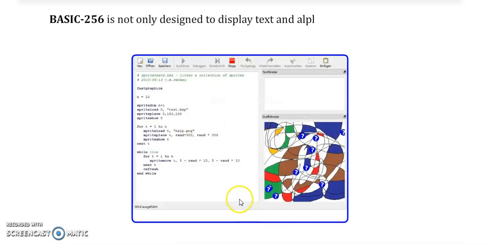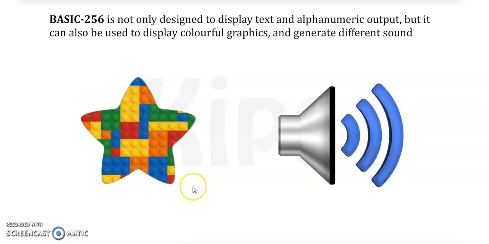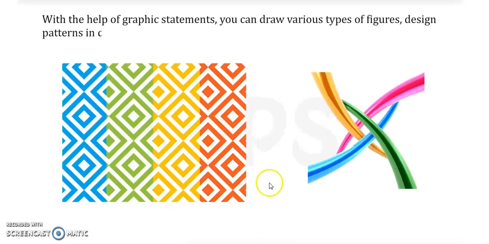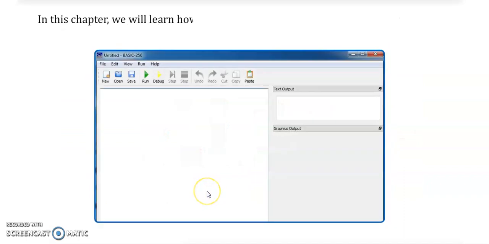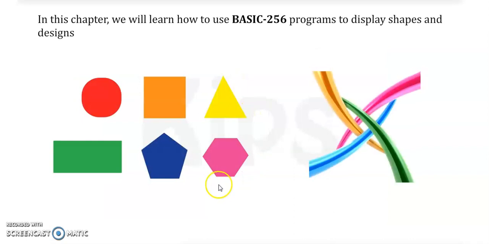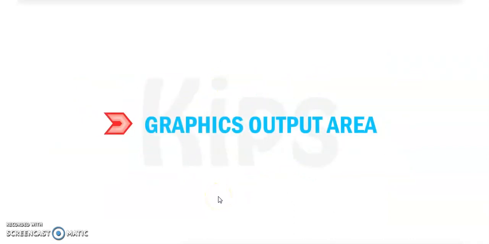BASIC-256 is not only designed to display text alphanumeric output, but it can also be used to display colorful graphics and generate different sounds also. So with the help of graphic statements, you can draw various types of figures like this, and design patterns in different colors and styles. In this chapter, we will learn how to use BASIC-256 programs to display shapes and designs as well as play music.